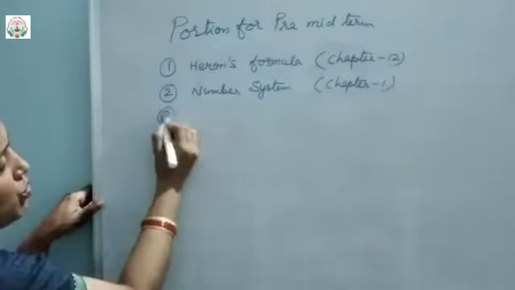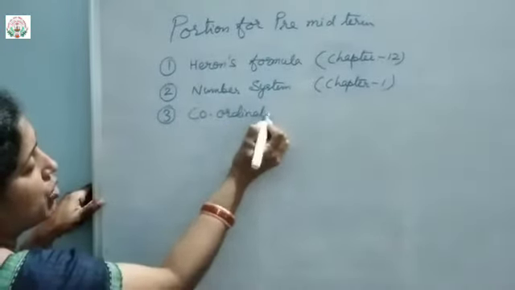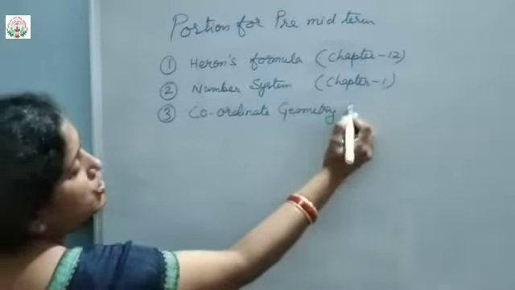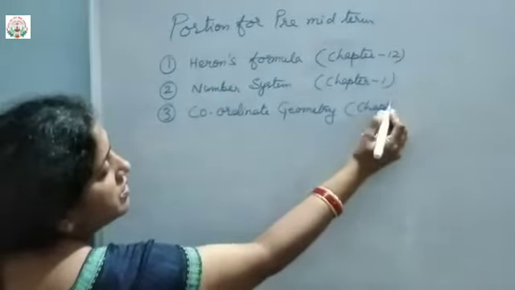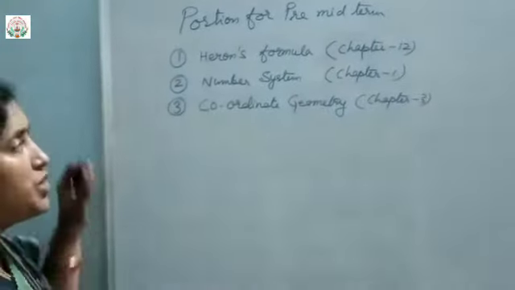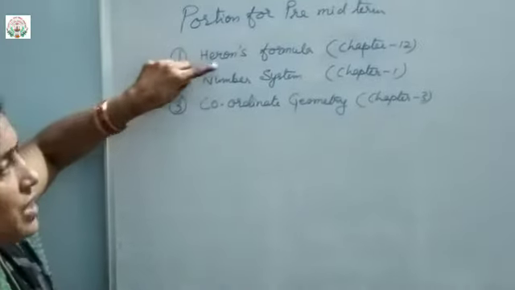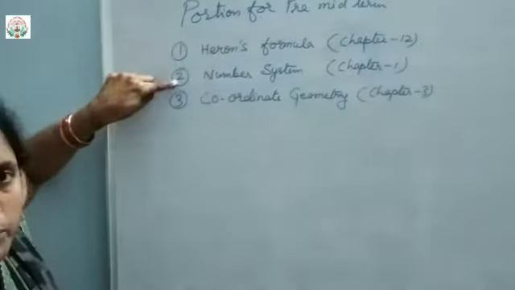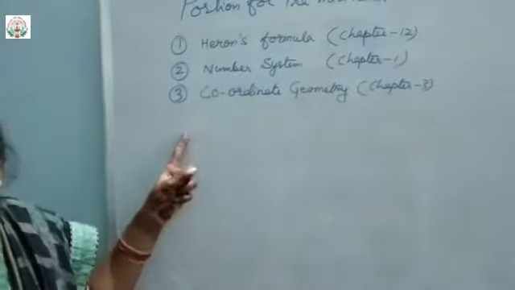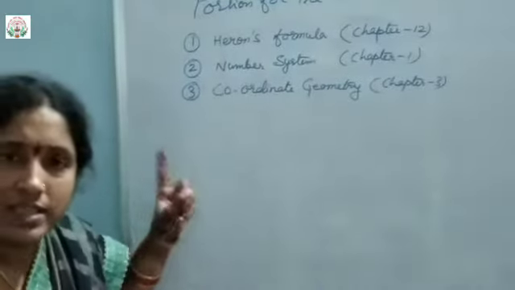and then third coordinate geometry, chapter 3. So prepare nicely questions from the first lesson. First what we did, that is Heron's formula, then number system and coordinate geometry, and do well in your exam. Okay, all the very best for that exams.